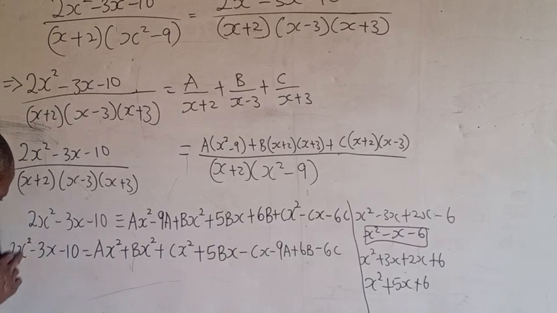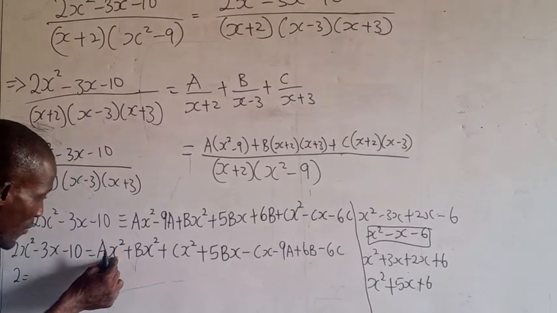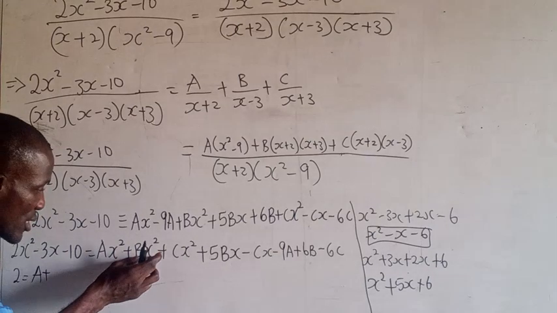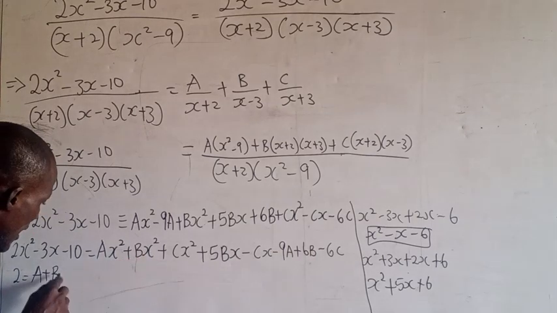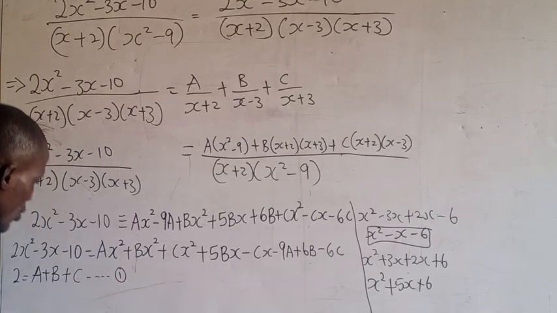The coefficient of x squared here now is 2. So I will say 2 equals, coefficient of x squared here is a. A plus, the coefficient of x squared here is b, then plus c. So you call this one equation 1.